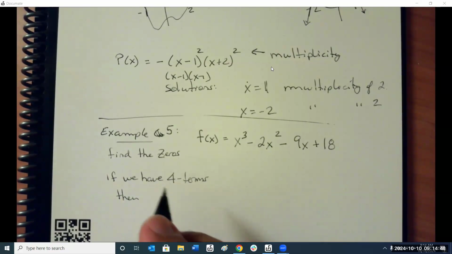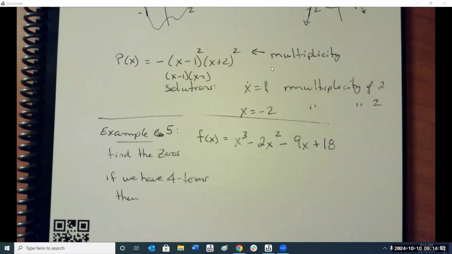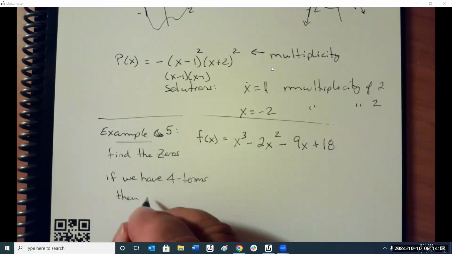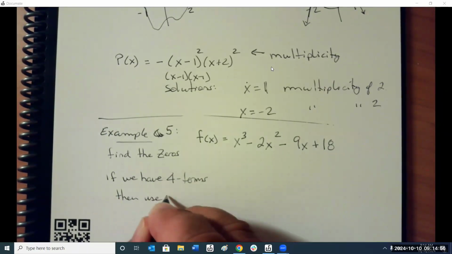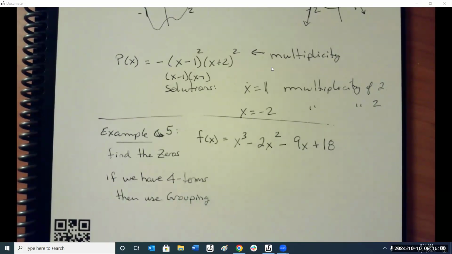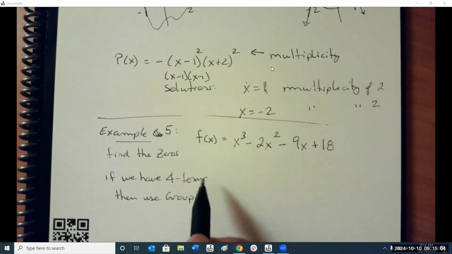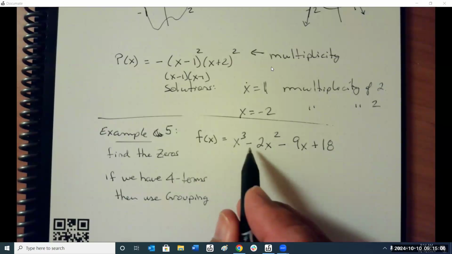Then we use a method called grouping. Use grouping if possible. Now what grouping tells us, if we have 4 terms. If we have 4 terms, yes, check.